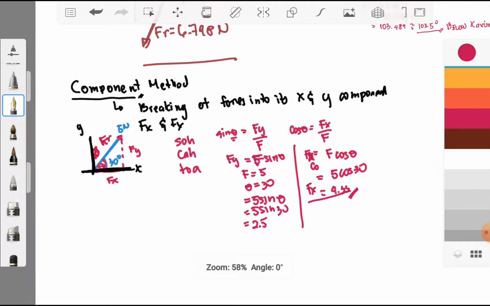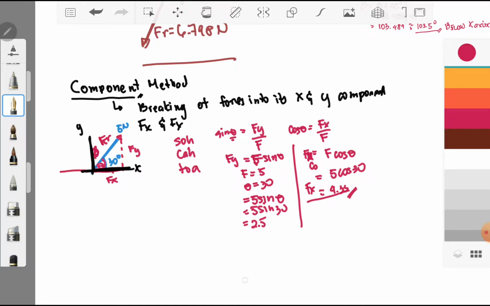So take note that if there are many forces, like let's say 10 newtons, 6 newtons, 3 newtons, you can solve the resultant force of these forces using this component method, by breaking each of the forces into its equivalent x and y components, directed along the direction of your force.